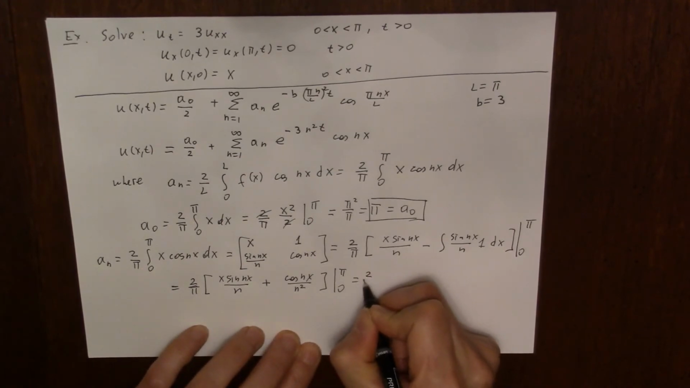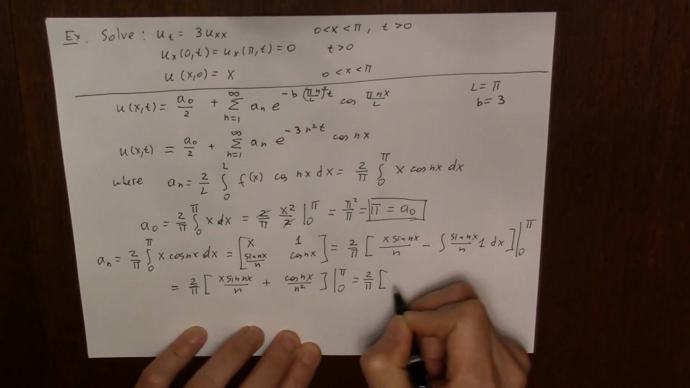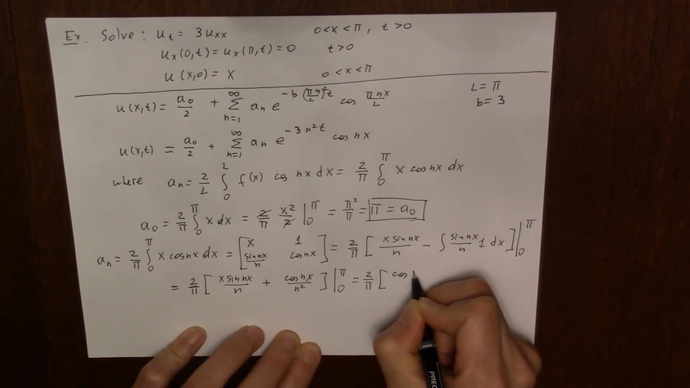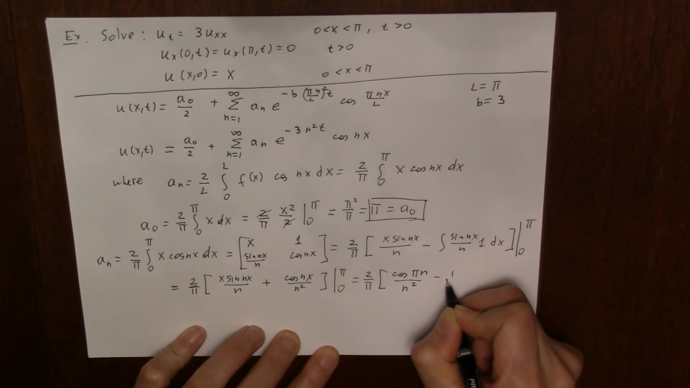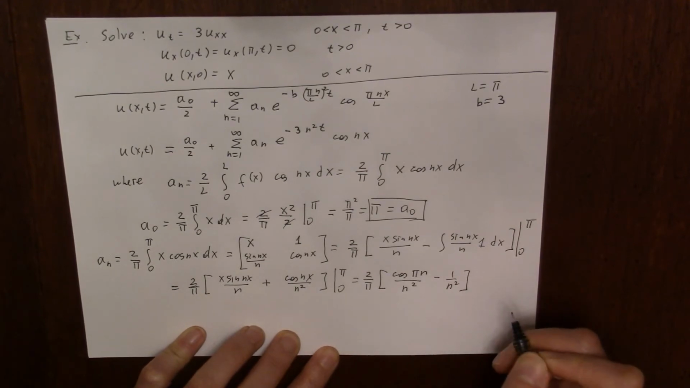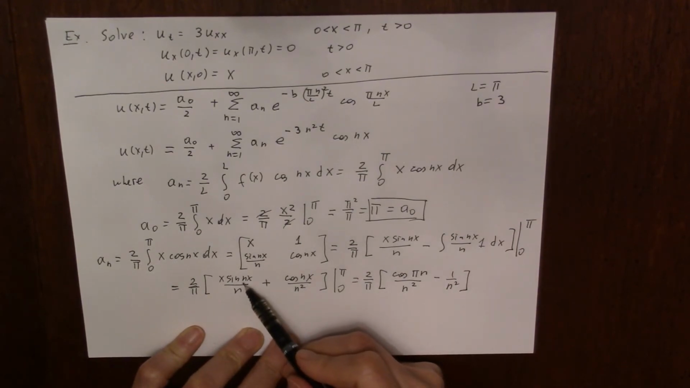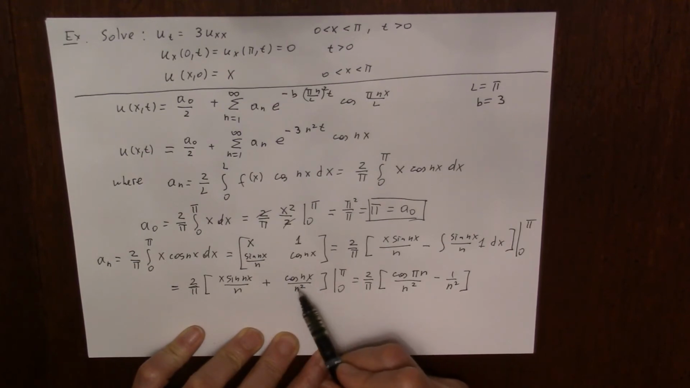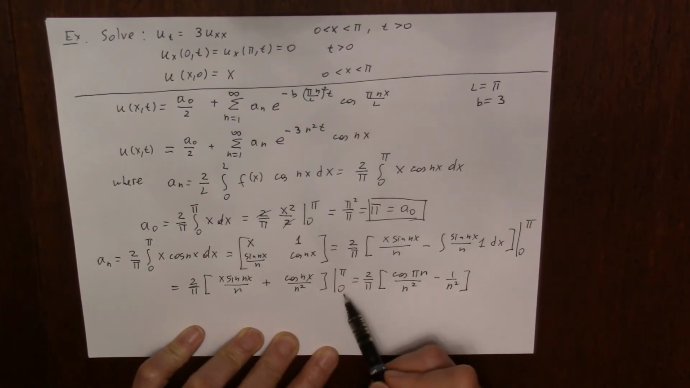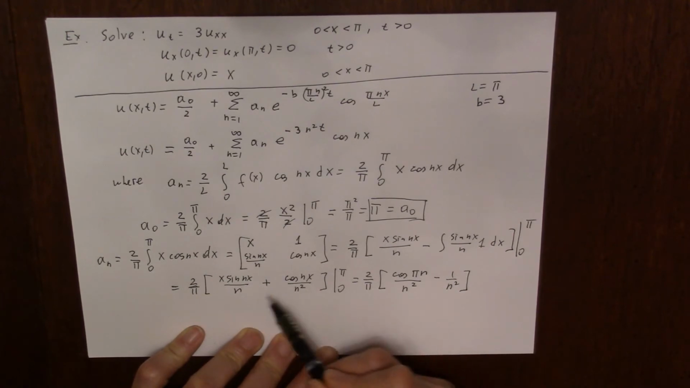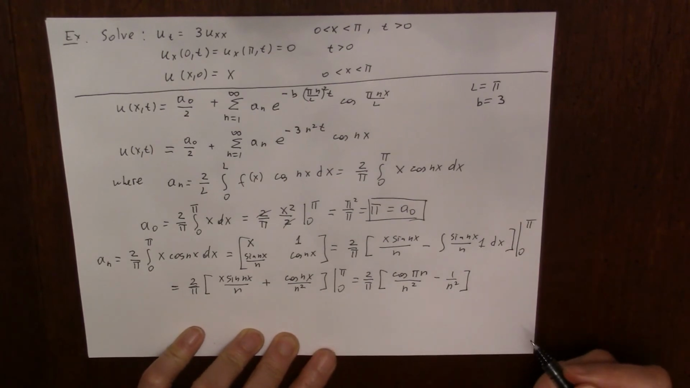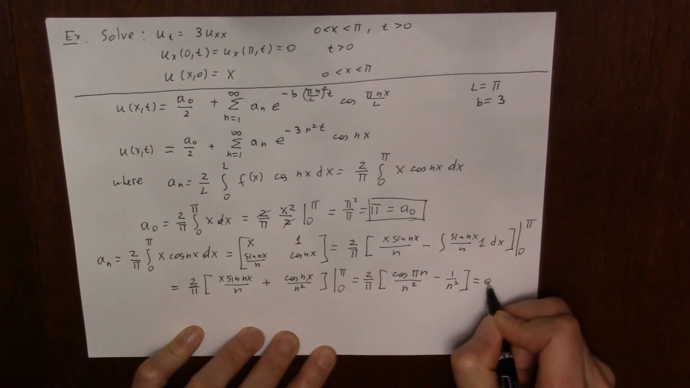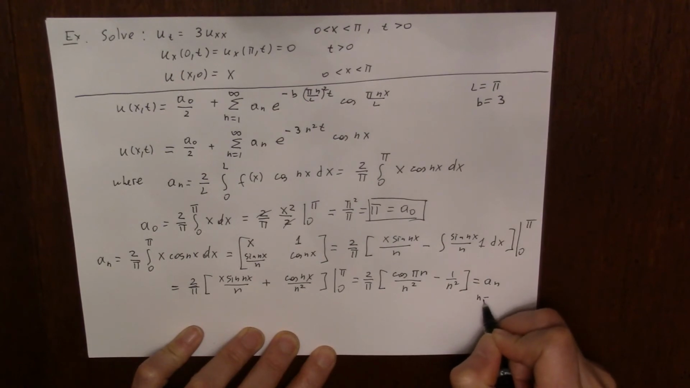So we're going to get 2 over pi times cosine of pi n over n squared minus 1 over n squared, because sine of pi n equals 0, and in the cosine of pi n over n squared term, sine of 0 equals 0, and cosine of 0 is 1, so minus 1 over n squared. And that is our expression for a_n when n is not equal to 0.